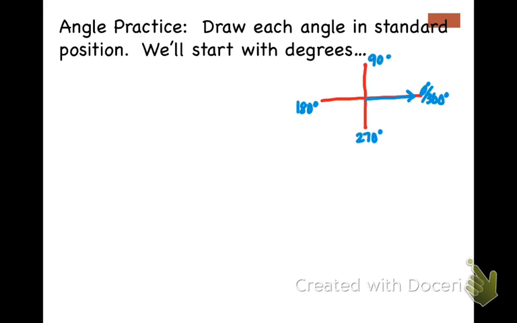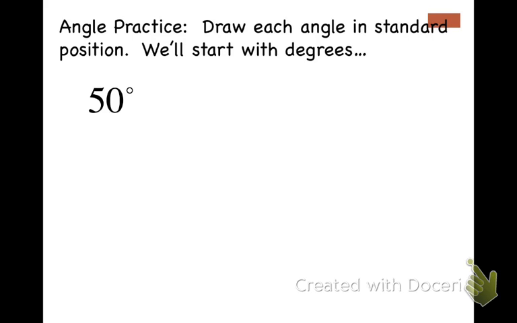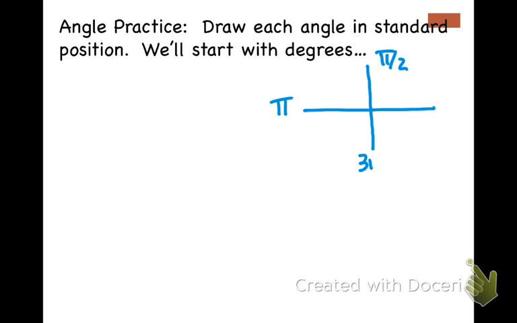If we were to do these in radians, we would no longer have the 90 degrees and the 180, but rather we would have pi over 2, pi, 3 pi over 2, and then 2 pi. It also starts at 0, so either 0 or 2 pi. And that's going in this counterclockwise direction, counting up. All right, so we're going to do some drawing now.